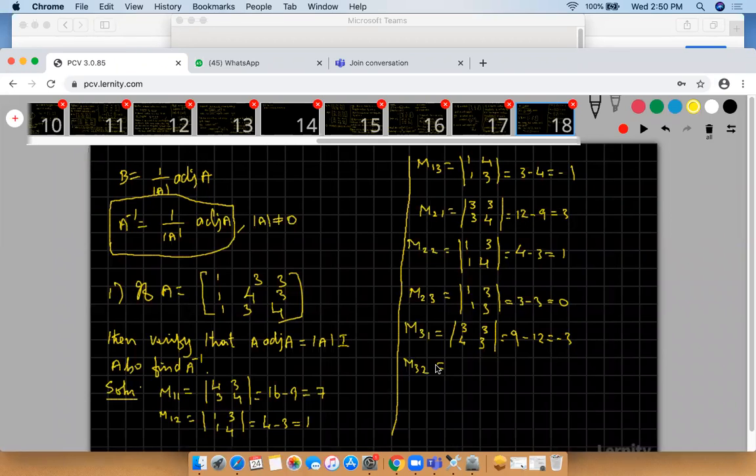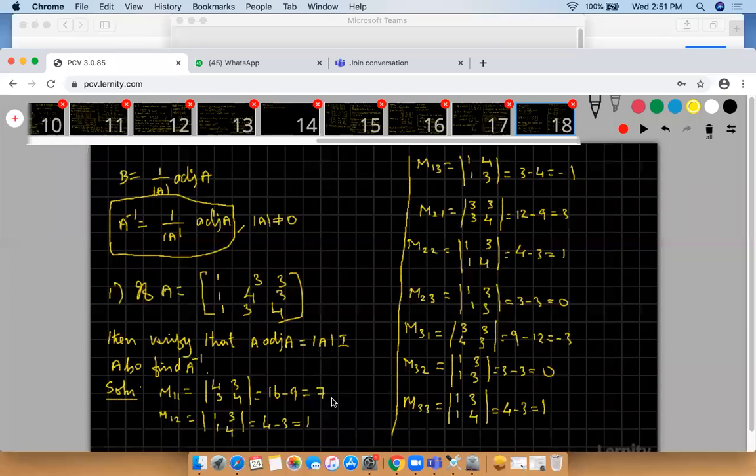M32. M32 means this element. Okay, leave this row, leave this column. So therefore this is 1, 3. Here also 1, 3. So the answer is 3 minus 3. It is 0. And M33. I'm just finding the minor of each and every element. Leave this column, leave this row, 1, 3, 1, 4. Okay, so therefore 4 minus 3, that is 1.